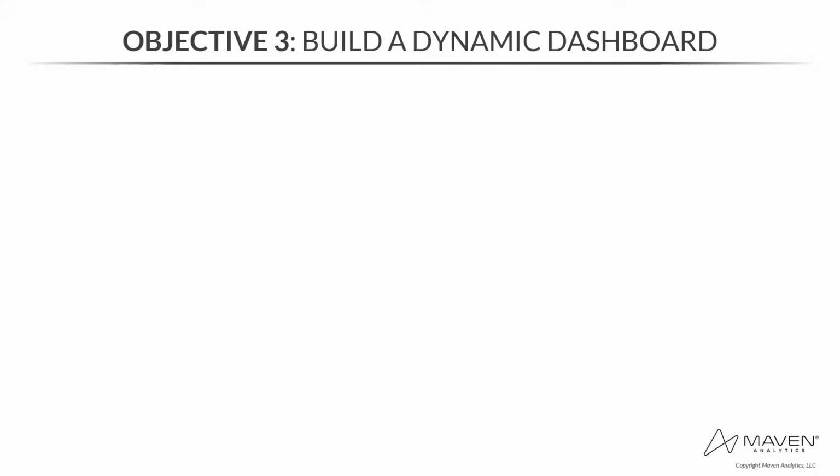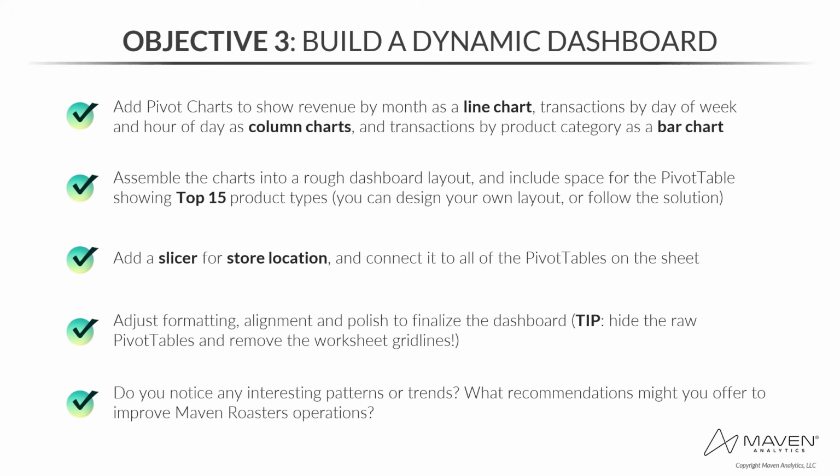Welcome to our 3rd and final project objective, building a dynamic dashboard. Up to this point, we've done some basic data profiling, and some exploratory analysis with pivot tables. Now it's time to visualize this information. So in this solution video, I'm going to walk through each of our 5 tasks. We're going to start by adding pivot charts to show our revenue and transaction trends using chart types like lines, columns, and bars. Next, we'll assemble those charts into a rough dashboard layout.